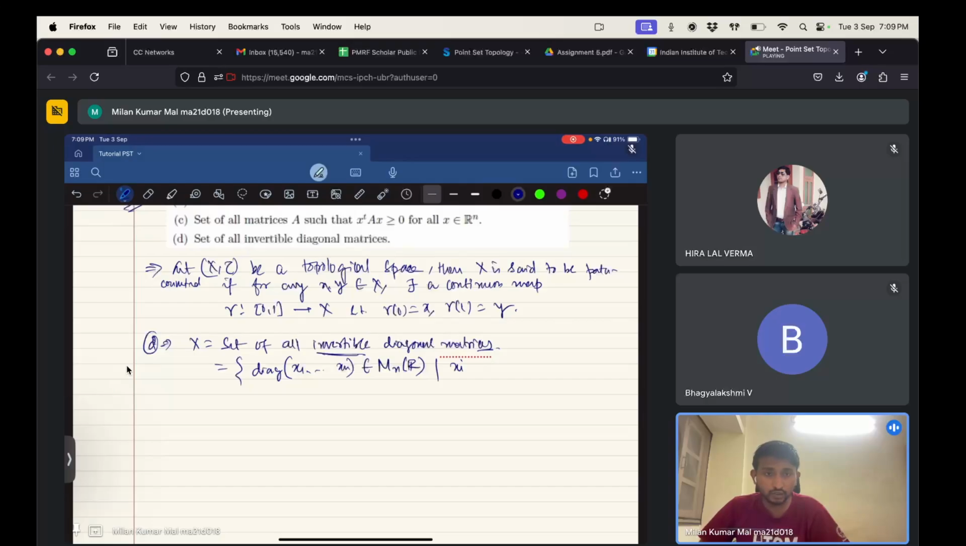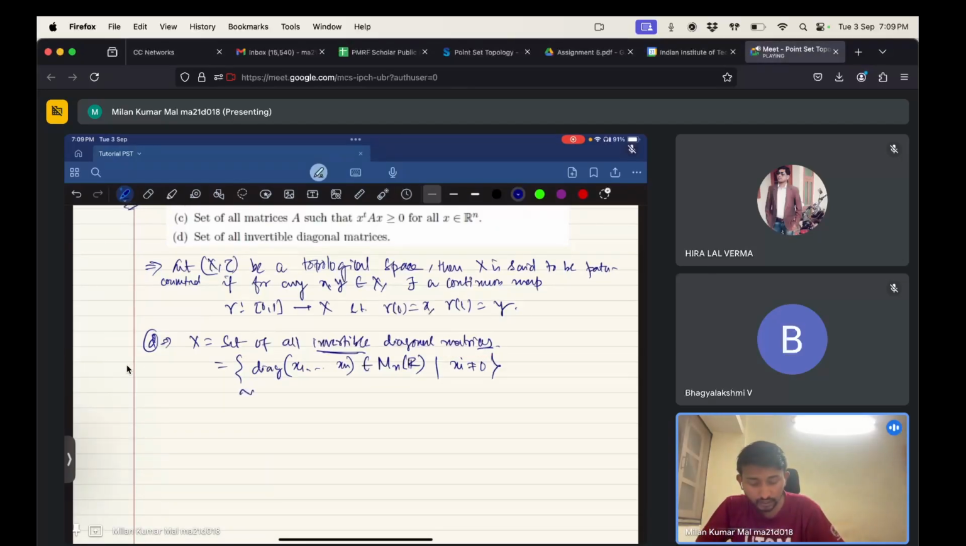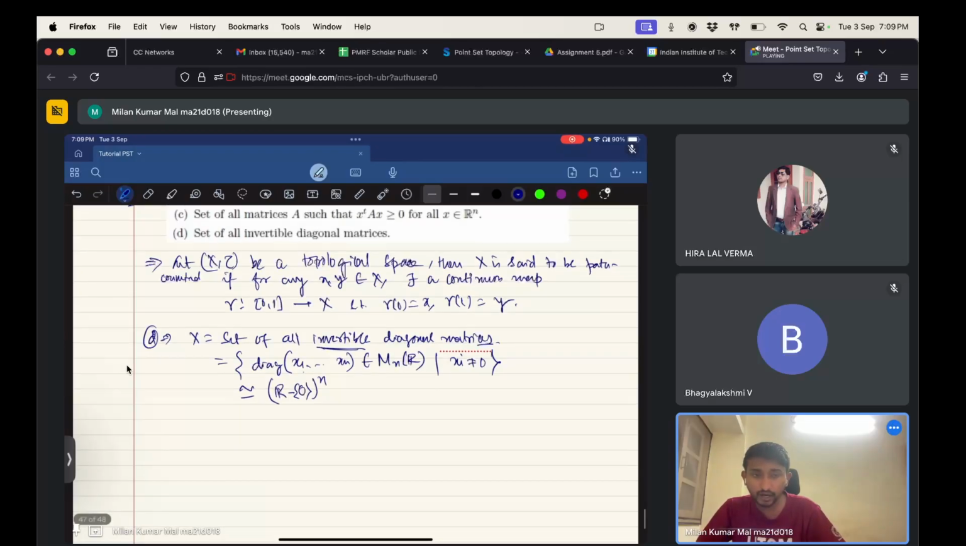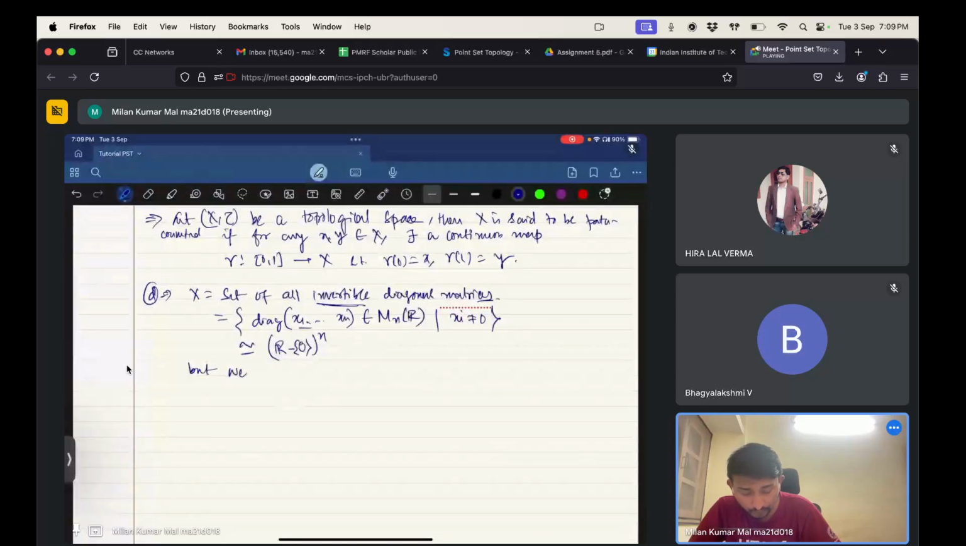So the determinant is not 0, which means none of the xi can be 0. So xi is not equal to 0. So this is homeomorphic to (R minus {0}) to the power n, because these elements can't take value 0. But we know that R minus {0} is not path connected.